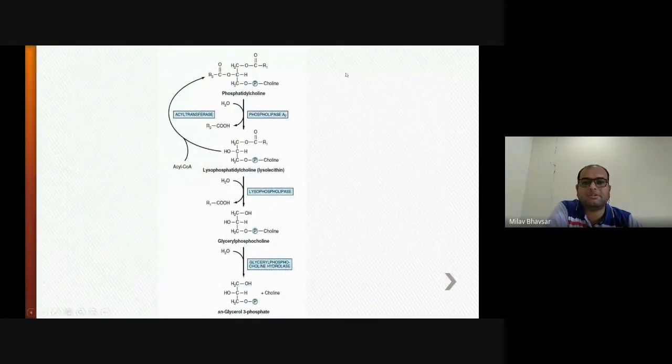How does this phosphatidylcholine get degraded? Lysolecithin is generated with the help of phospholipase A2, then lysophospholipase comes in, and glycerophospholipid is generated. Ultimately, choline is liberated, and what you get is glycerol 3-phosphate.